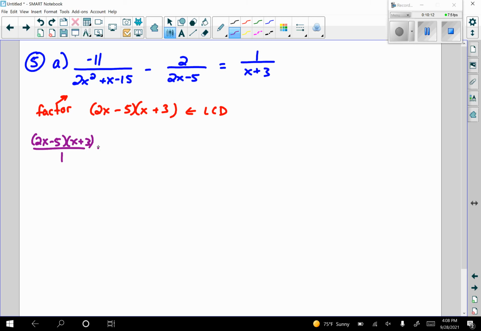Put that over 1 times our first fraction. Now when I go to write this denominator right here, I'm going to write it in factored form. It'll just be easier to see what's going to cross out.